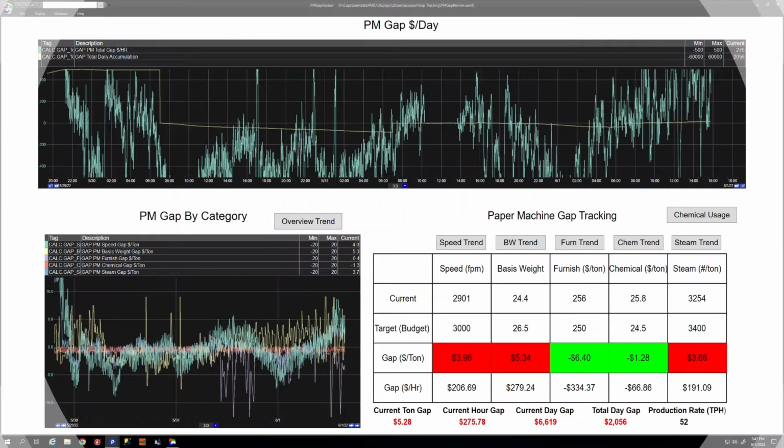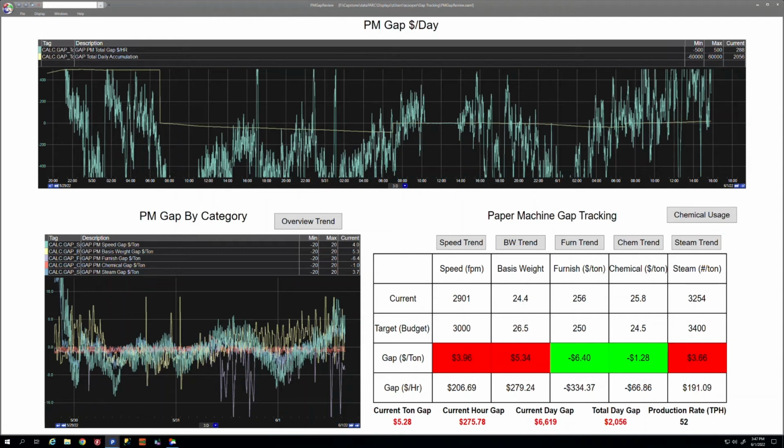Today we're going to take a look at gap tracking with DataPark. Gap tracking is calculating the current cost for major production inputs and comparing them to expected or target costs. This will help you see if you're adding to or taking away from your profit during any given time period.